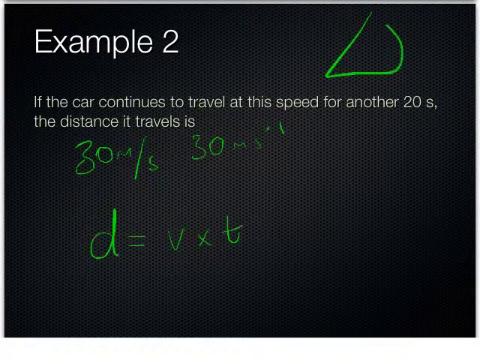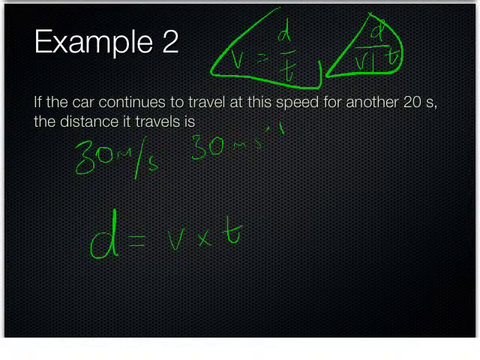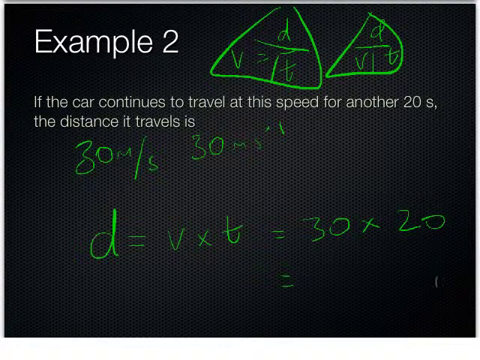I don't like these triangles, but I'll put it here: v equals d over t. You could look at it just like this and go, this is my formula, here's my triangle. Works like that. So d equals v times t. Putting it in, you're going to have 30 times 20. And make sure you put in the unit, meters.